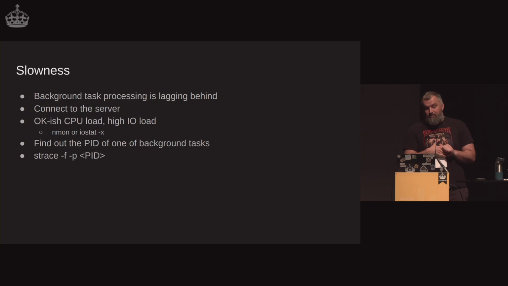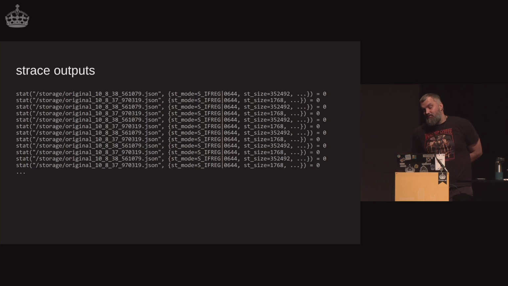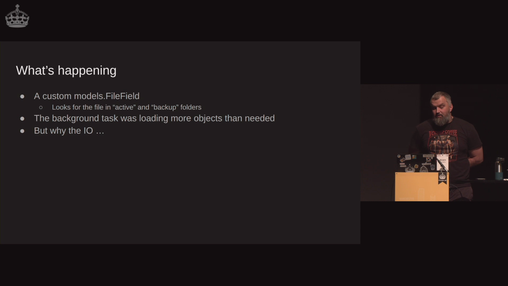So we found out the PIDs of the background tasks and ran strace on them. So what the process was doing, it was basically checking a bunch of files. So stat is retrieving the file sizes and permissions of a file. And what was happening is that we had a custom Django file field, and it was looking for a file in several folders. So it had this active folder and then the backup folder and then kind of another backup folder. And it was checking in which of these the file was residing.